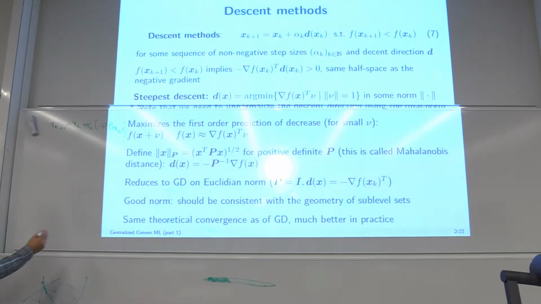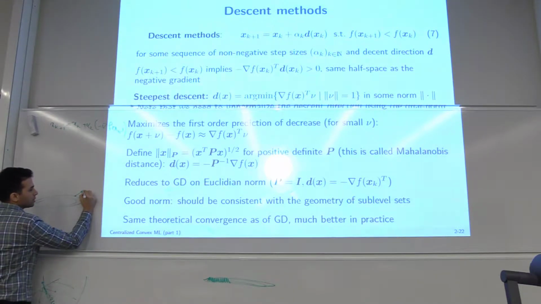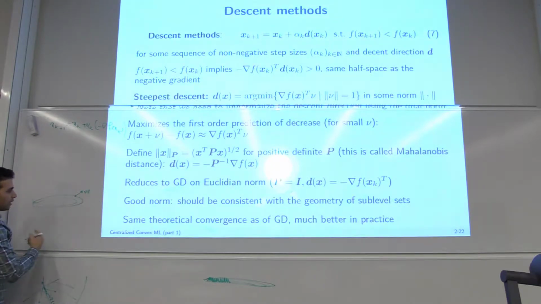So if I give you some example, imagine that this is the landscape of the optimization, with sublevel sets, and the gradient at this point is this. So this is the gradient of f. So the minus of the gradient is somewhere here, minus gradient at point k, okay?